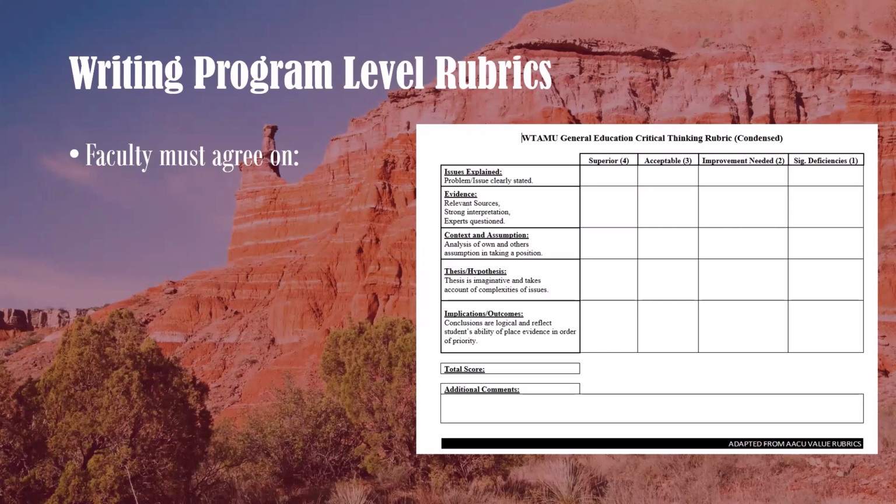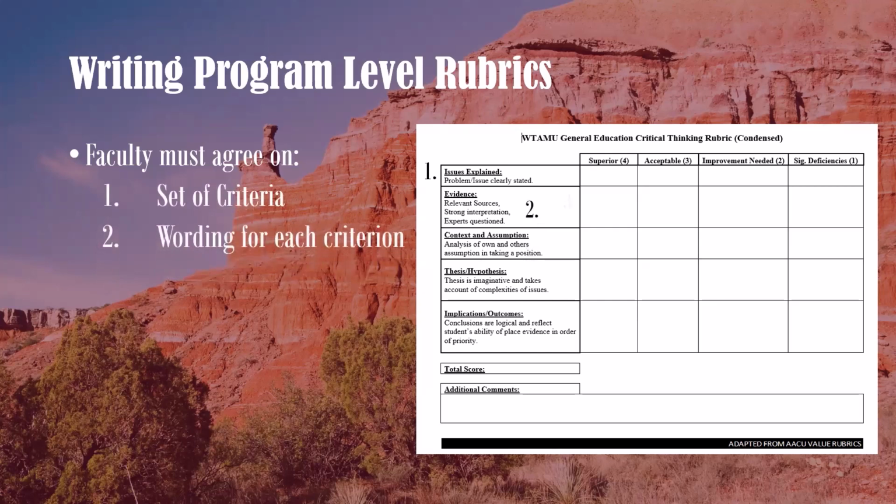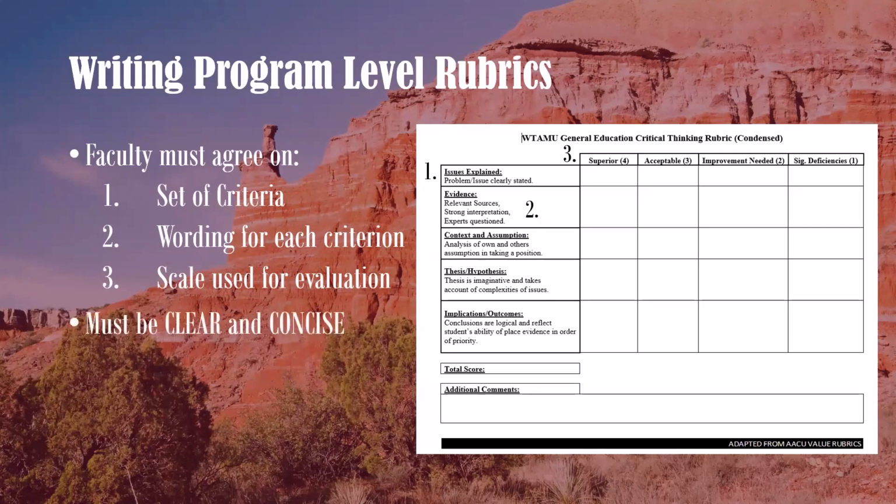To write a program level rubric, faculty must agree on the set of criteria, the wording for each criterion, and the scale that will be used for student evaluation. Level indicators must be clear and concise so that students understand what is being asked of them and evaluators can determine the difference between levels. Oftentimes, multiple iterations of one rubric could be used before they are just right for the evaluation.